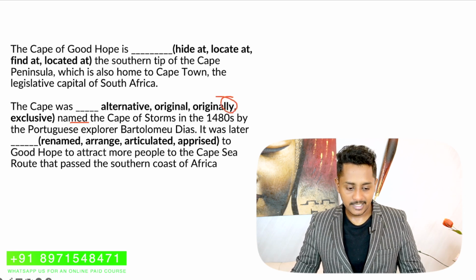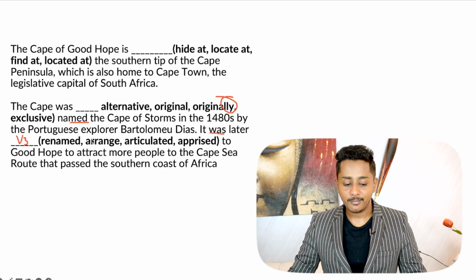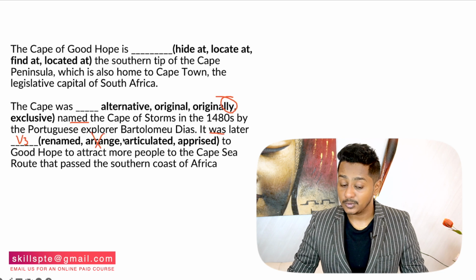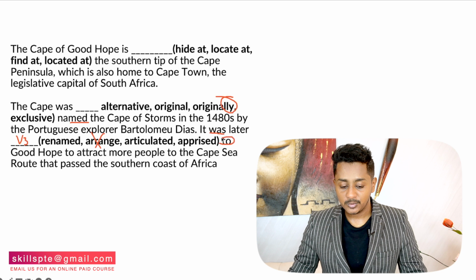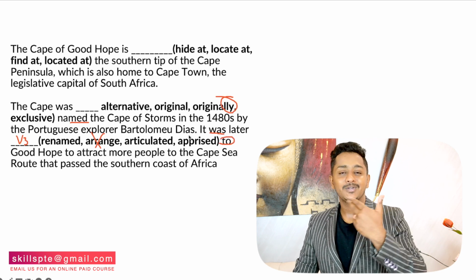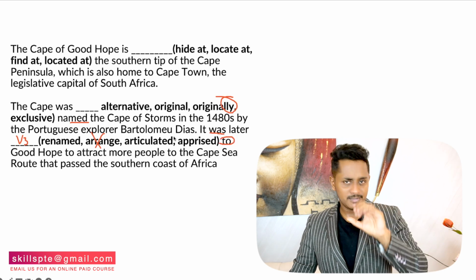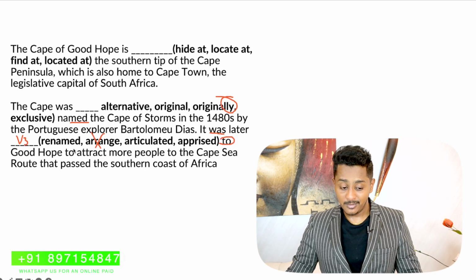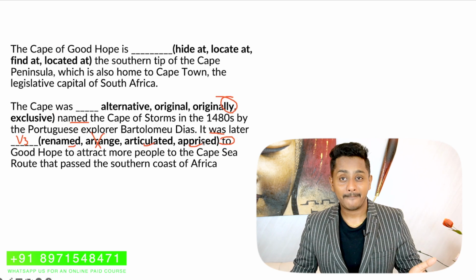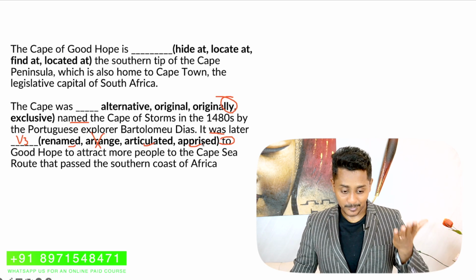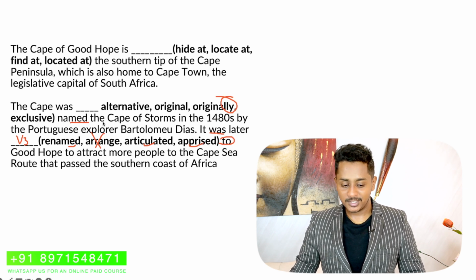So "was originally named". Here it was a verb in the third form. Arrange is ruled out. It was later a dash to. Something that goes with the "to" is not apprised to. Apprised is to inform. Arranged has to come. Articulated is description, describing something. So here context matters now. Renamed, articulated, apprised, all three will fit with respect to grammar. Getting it right? But with respect to the context, the cape was originally named.